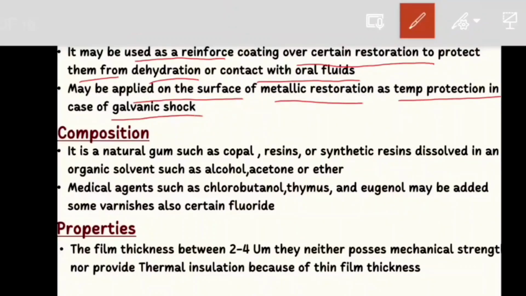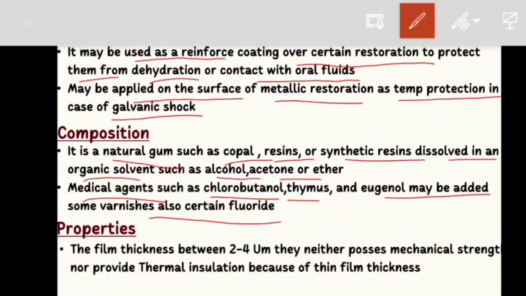So, what is the composition? It is a natural gum such as copal resin, or a synthetic resin, dissolved in an organic solvent such as alcohol, acetone or ether. Medicinal agents such as chlorobutanol, thymol and eugenol may be added. Some varnishes may also contain fluoride.